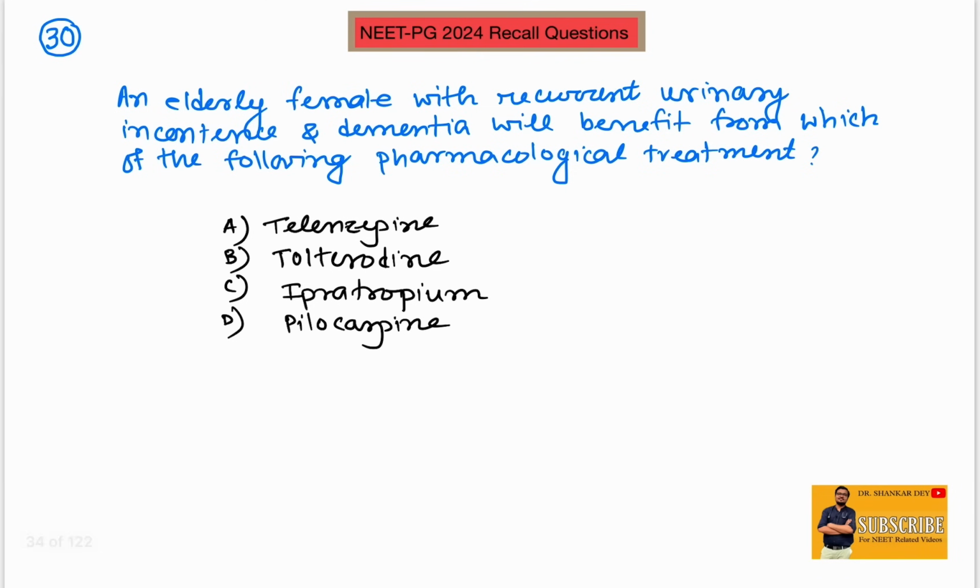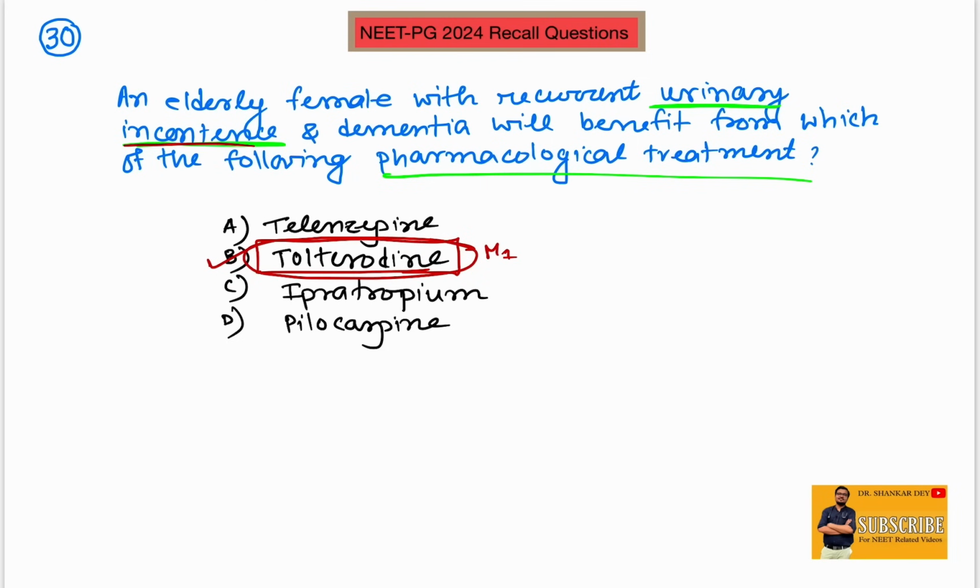Coming to question number 30, an elderly female with recurrent urinary incontinence and dementia will benefit from which of the following pharmacological treatments? This is a straightforward question from pharmacology, urinary incontinence. In this case the answer should be tolterodine. This is a muscarinic blocker, M1, the rest is M3. So basically this muscarinic blocker tolterodine is used for urinary incontinence. This is directly from the pharmacology anti-muscarinic segment.